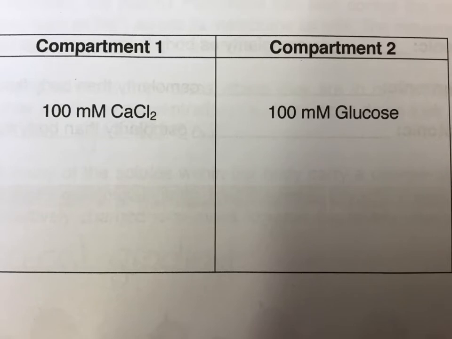So, we have compartment 1 and compartment 2, and they are separated by this membrane here, all right? And it is only permeable to water, okay? So this is an important point. I always say check and see what it's permeable to when I'm asking you these questions. And remember, I had a little typo, so this should be 200 millimoles of calcium chloride, not 100.